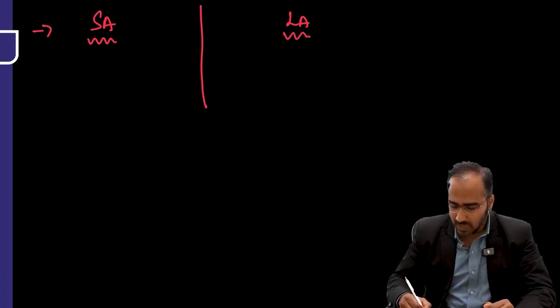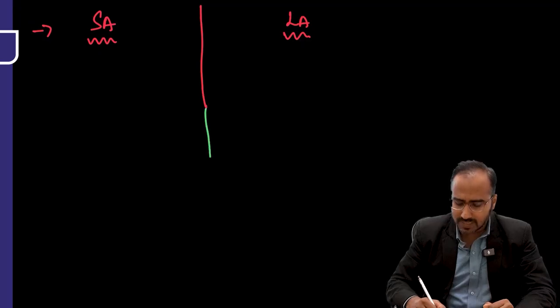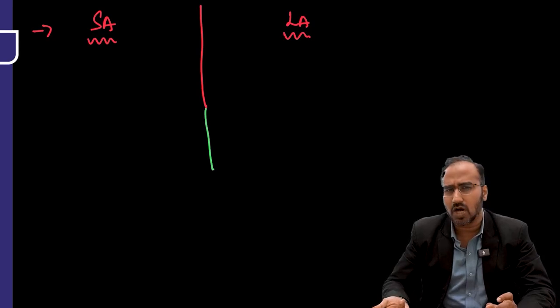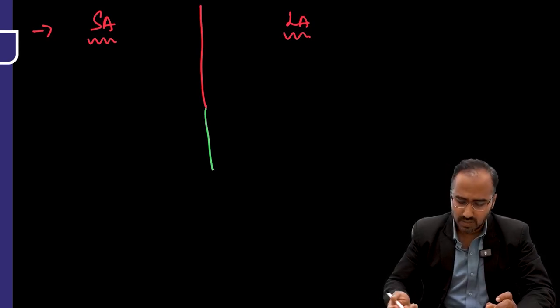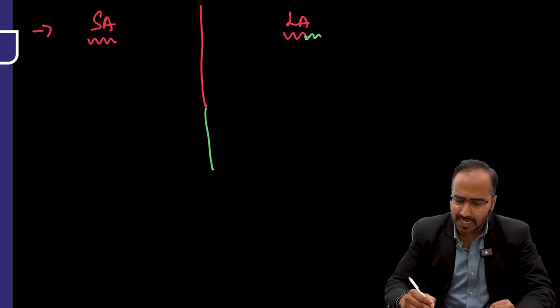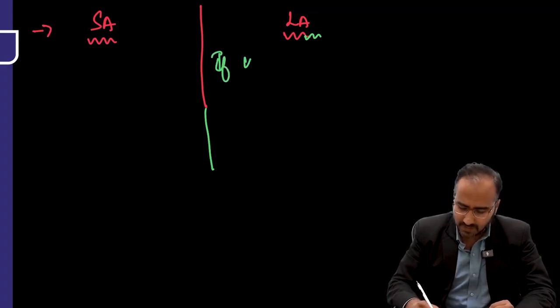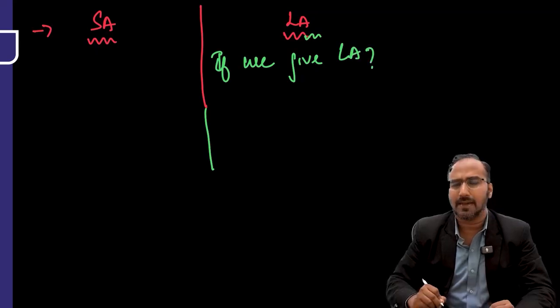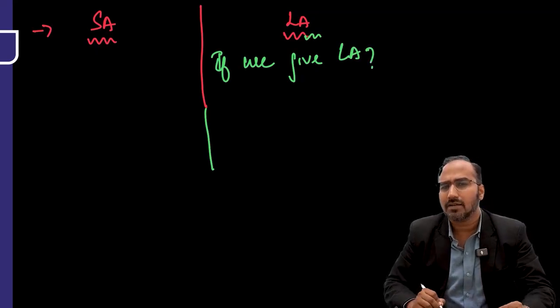Now, I know most of you are saying that, sir, surgery duration is 40 minutes, so at least give a muscle relaxant that can act for 40 minutes. Yeah, they can go for a long-acting. Yes or no? Right? Guys, imagine if we go for a long-acting muscle relaxant. If I give a long-acting muscle relaxant, then what will happen?